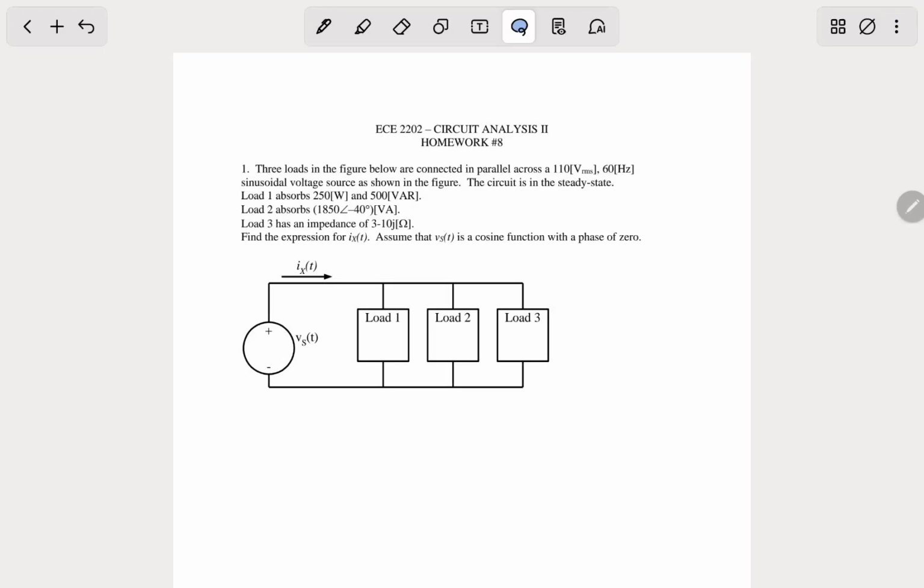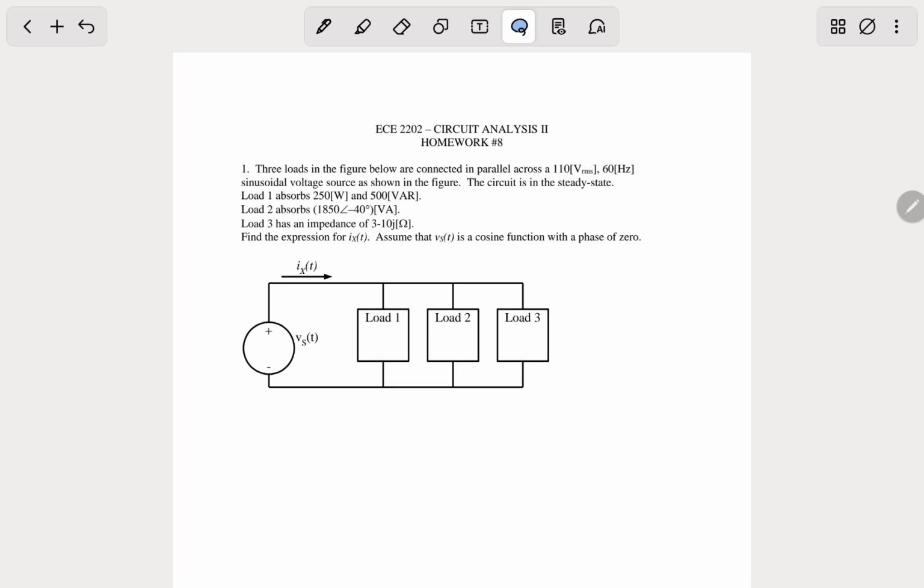This is homework A, question 1. Three loads in the figure below are connected in parallel across a 110 V RMS, 60 Hz sinusoidal voltage source as shown in the figure. The circuit is in steady state.